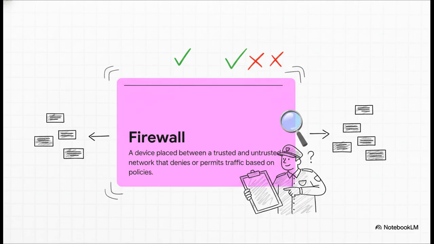Now, on the way back, these packets are probably going to run into a firewall. A firewall is just like a security guard for the network. It inspects all the incoming traffic and checks it against a list of rules. And since your computer started this whole conversation, the firewall sees these return packets, recognizes them as expected traffic, and says, yep, you're good to go, letting them right through.